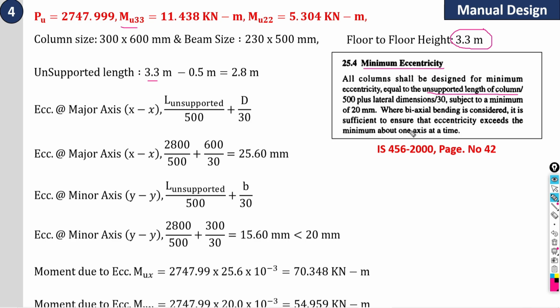So my dear friend, when you deal with any real example project, from one floor to another floor, this is the total height of the column, but it is not the unsupported length of your column. To find the unsupported length of your column, you have to subtract the depth of the beam from it.